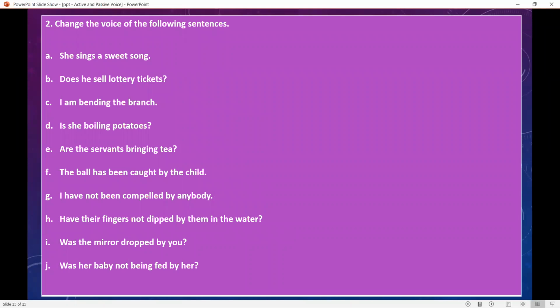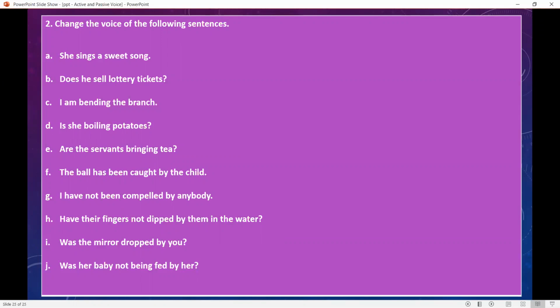Now you have to change these sentences into the different voice. She sings a sweet song. Does he sell lottery tickets? I am bending the branch. Is she boiling potatoes? Are the servants bringing tea? The ball has been caught by the child. I have not been compelled by anybody. Had their fingers not dipped by them in the water? Was the mirror dropped by you? Was her baby not being fed by her?